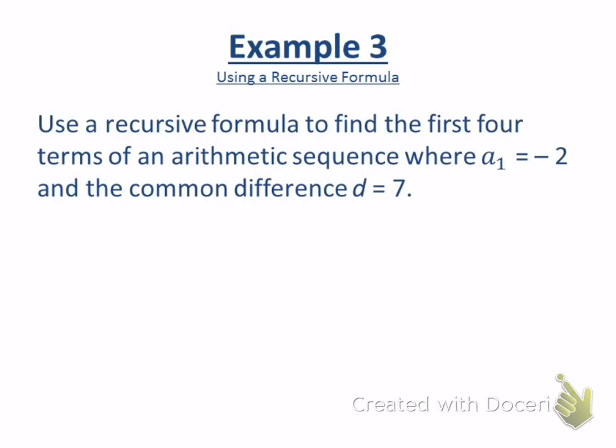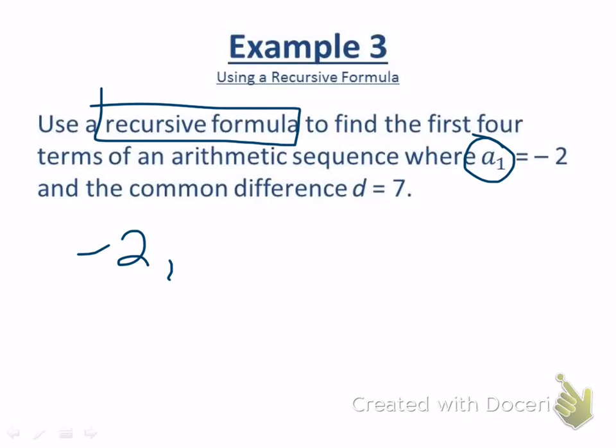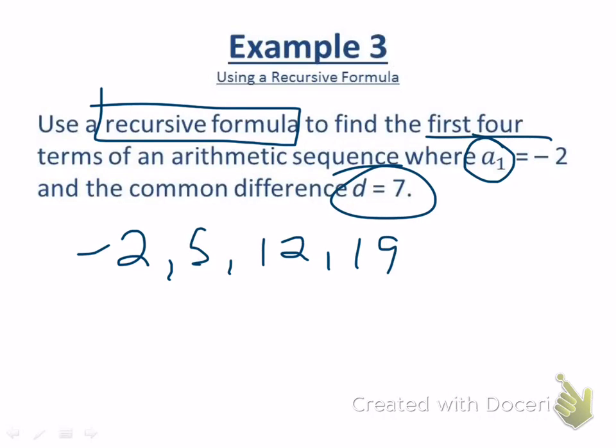Use a recursive formula. What is a recursive formula? It means to find a term, you take the previous term and add a number to it. If the first term, a sub 1, that's the first term in the arithmetic sequence, is -2, and the common difference is 7, we want 4 terms. What would they be? -2, 5, 12, and 19. So that's using the recursive idea that each term is 7 more than the one that was before it.